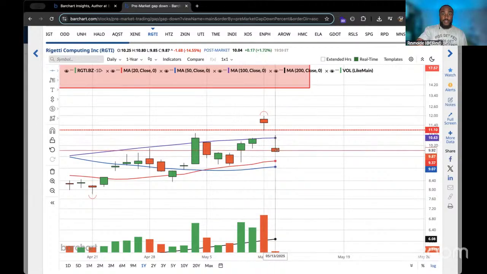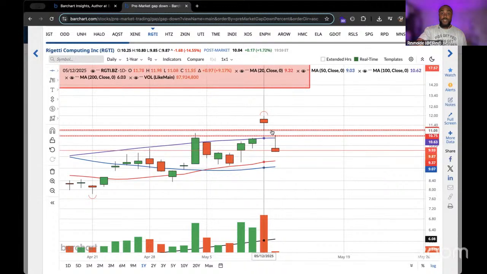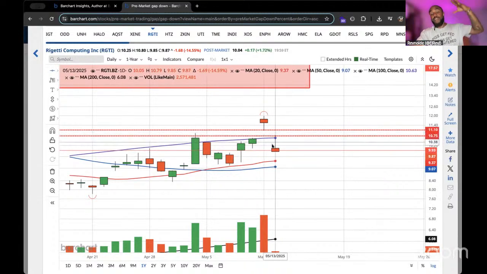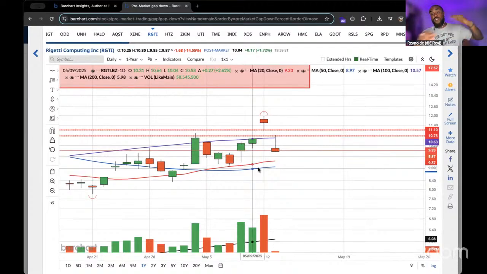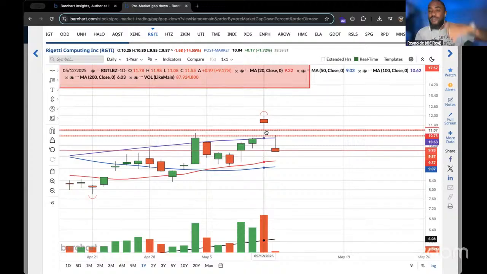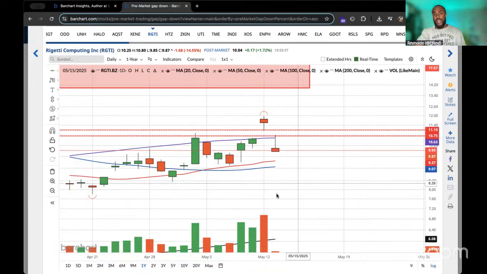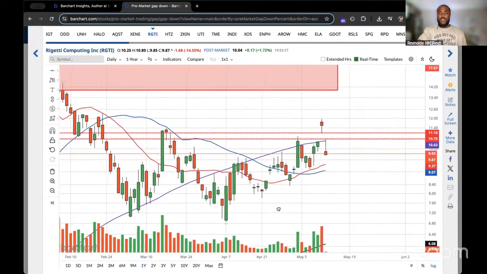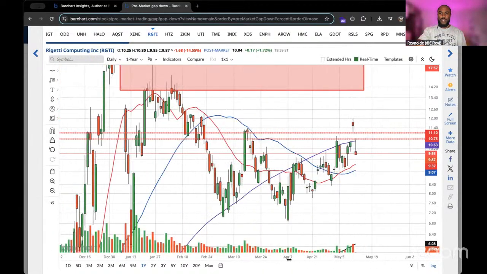And bears definitely took over today, right? You can see there's a lot of selling pressure here. It's not a big gap, but it is a gap because the opening price is still significantly lower than the low of the previous day. This is a huge gap here for Rigetti, so you'll probably see a little bit of weakness in this price.